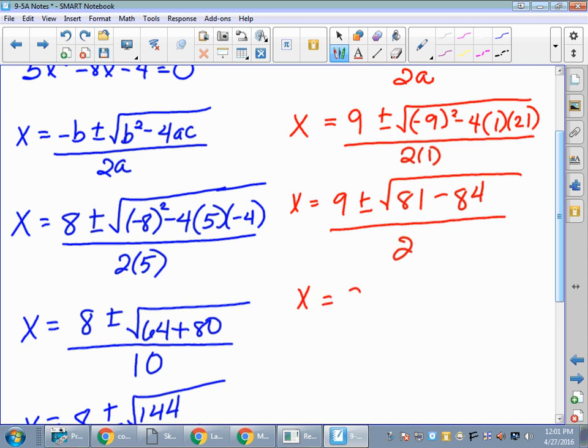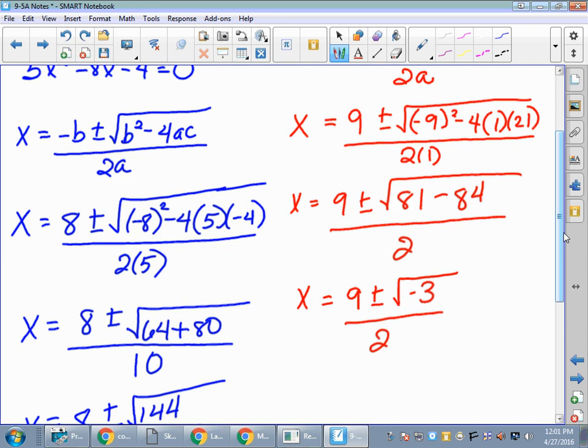X equals 9 plus or minus the square root. 81, take away 84, leaves me with a negative 3, all over 2. At this point, you should be saying to yourself, wait a second, there's no such thing as a negative square root. I don't know if your calculators will do it or not, but mine gives me an error message when I try to take the square root of a negative number. The reason is when you multiply a number by itself, it can never give you a negative.